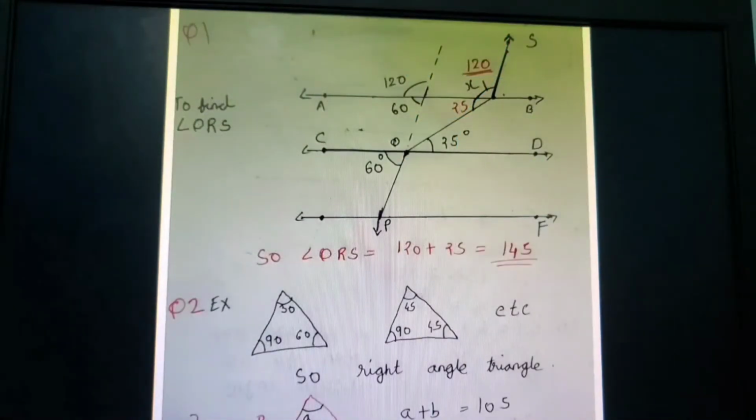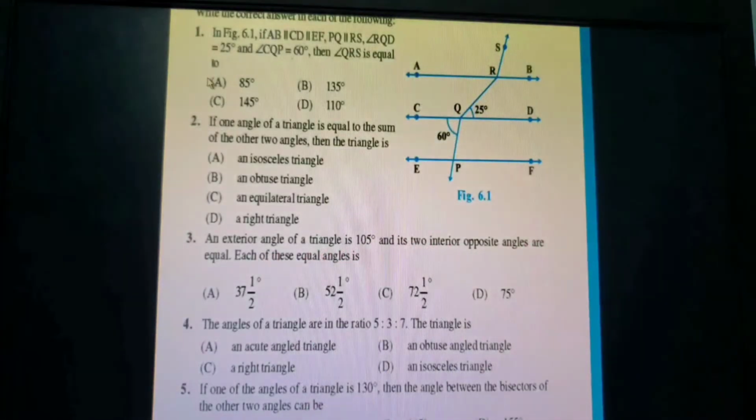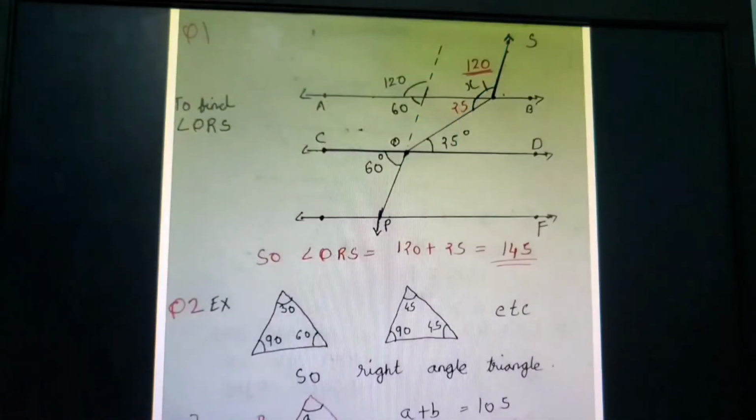Okay, further discussing the first question, this is our figure, and if you watch this question carefully, it is written in figure 6.2. AB is parallel to CD is parallel to EF. PQ is parallel to RS, meaning this line and this line are parallel to each other. So now we can discuss. This line and this line are parallel, so we can extend this line, and both lines are parallel to each other.